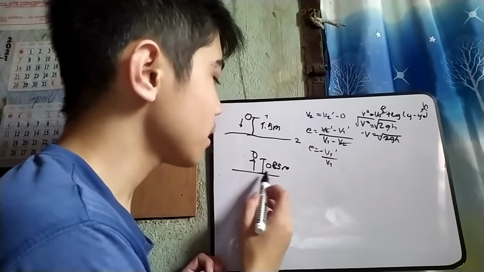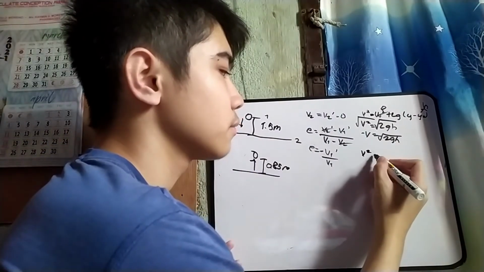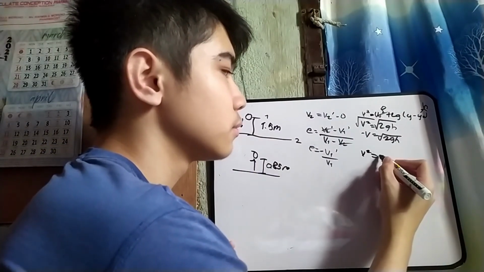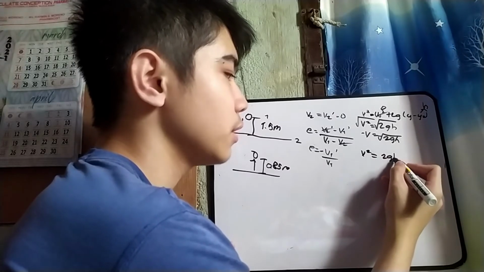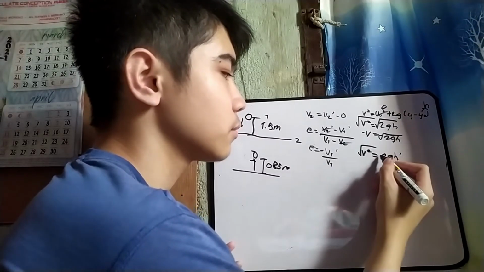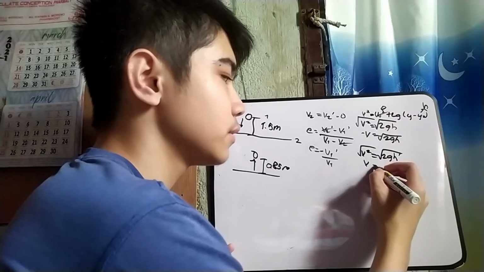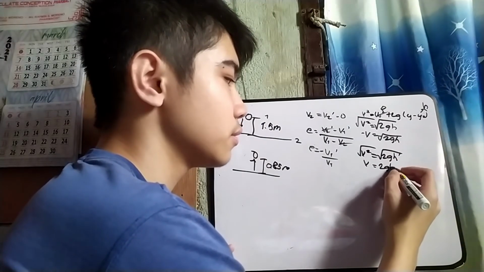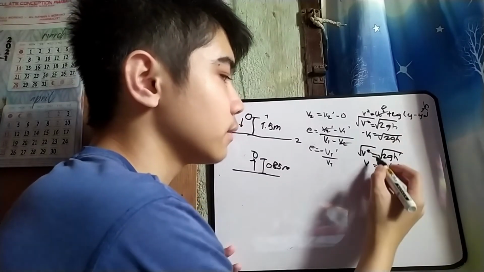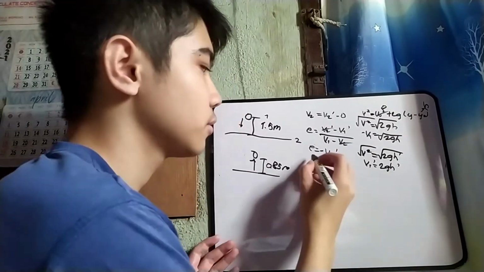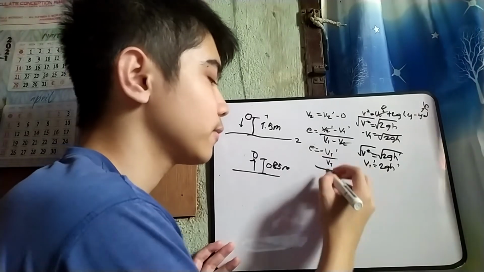So, next, ito naman, V squared is equals to 2gh prime. Then, square root V is equals to square root of 2gh prime. So, ito, V sub 1 yan. Then, ito, V sub 1 prime. So, pwede na siya i-input dito sa formula na to.